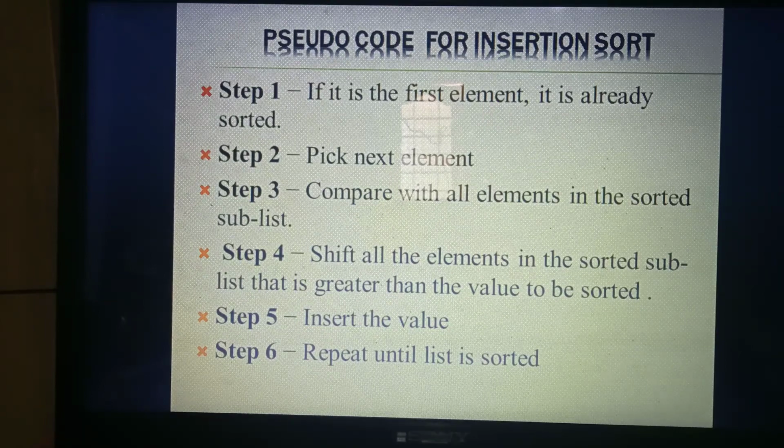How many passes will you record? N minus 1. That means 9 passes required. At last, you will get the sorted array list. Understand? So once again I am explaining the pseudocode.